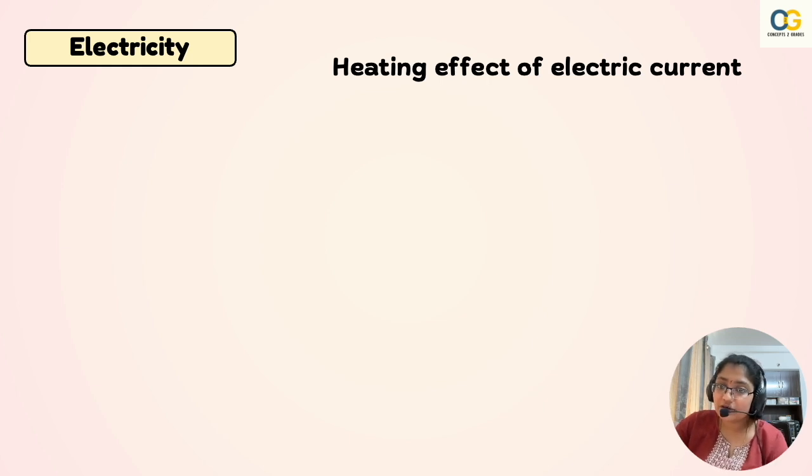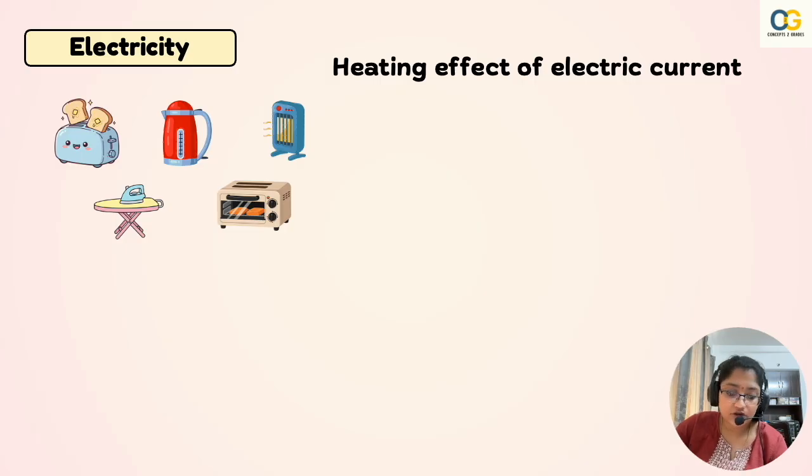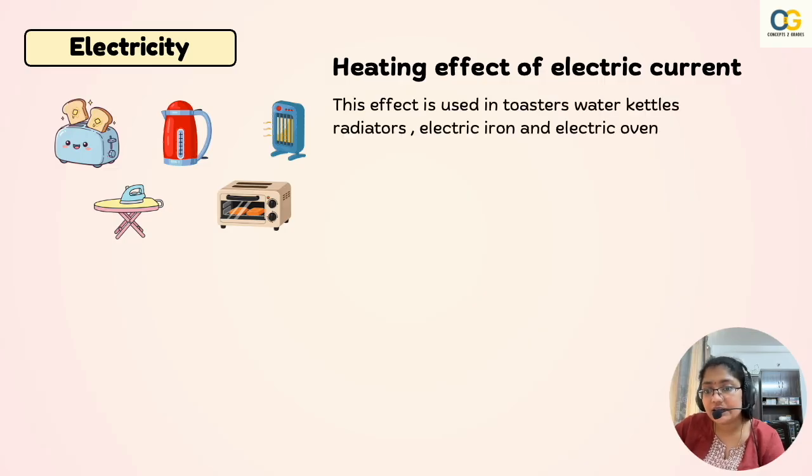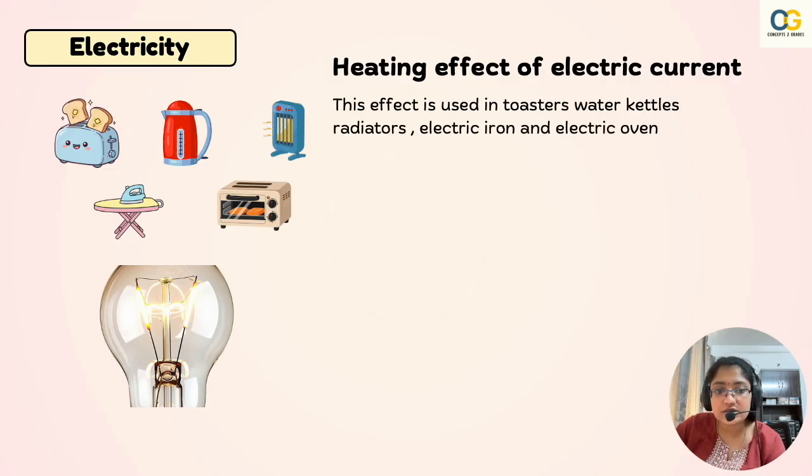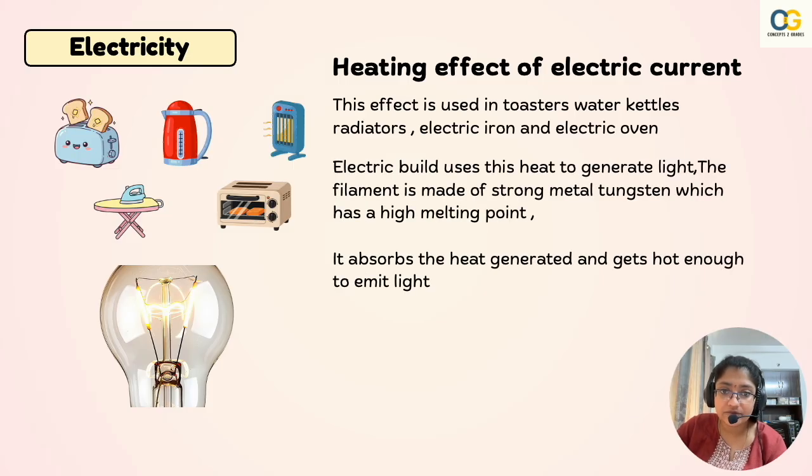So this heating effect of current is used in multiple situations such as all your toasters, electric kettle, radiators, electric iron, ovens. All these places are where you use this heating effect of current. Another use is your electric bulb, where the heat is used to generate light.